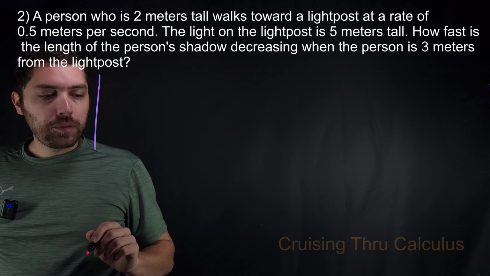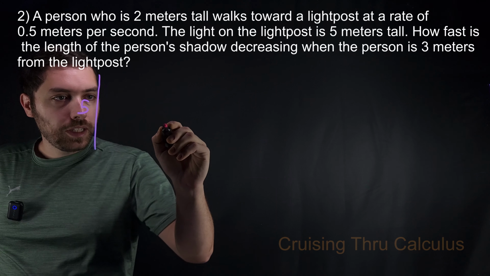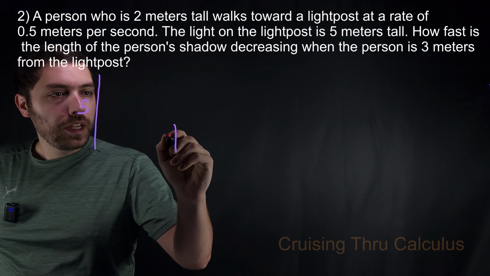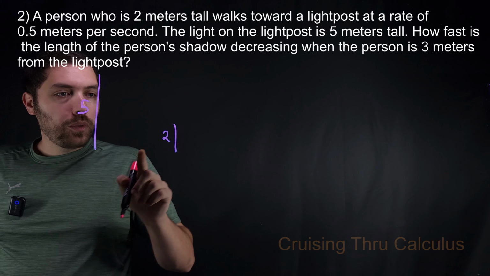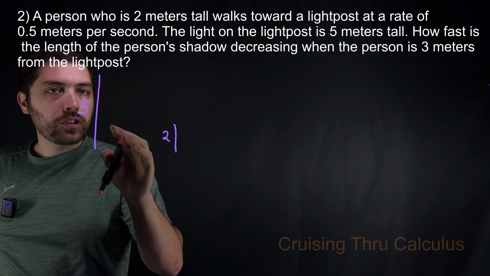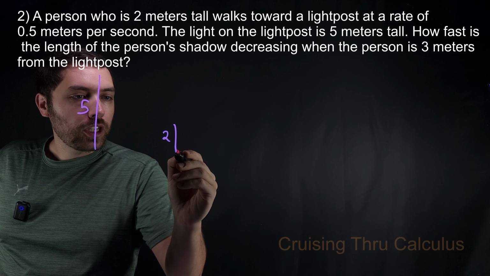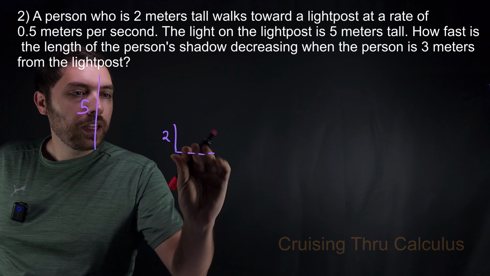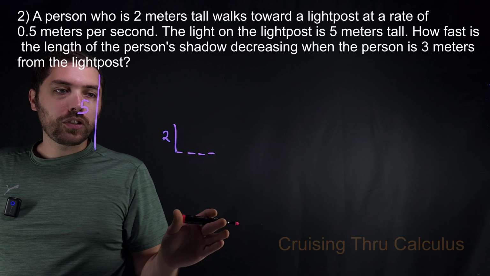Let's just say this is the light post here. The light post is 5 meters tall. Let's say this is the person over here, and they're going to be walking toward the light post, and we know that they are 2 meters tall. Now, when the person is walking toward the light post, of course, the light is shining on the person, and it's casting a shadow. And that shadow has a certain length. And as the person gets closer to the light post, the shadow is going to change.